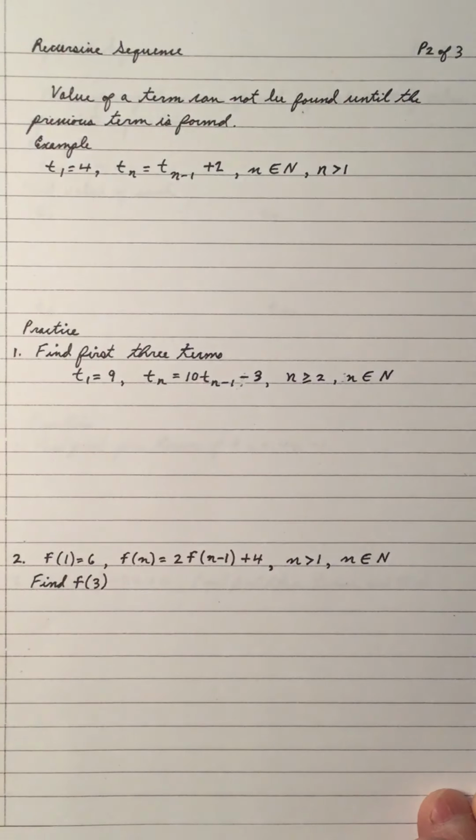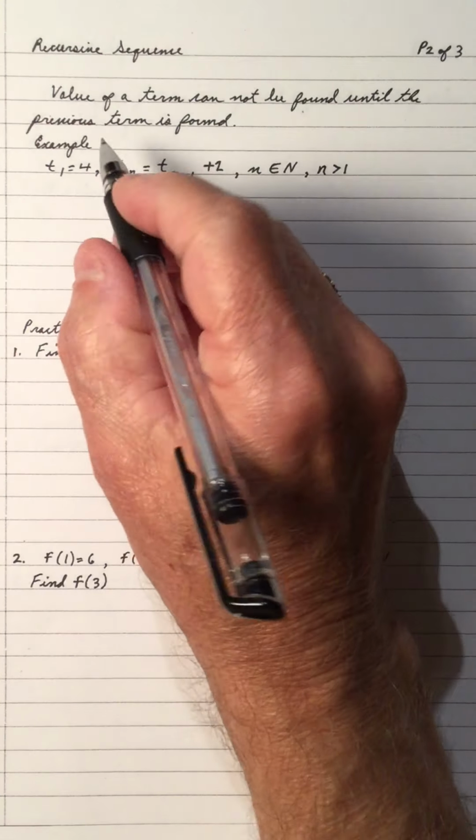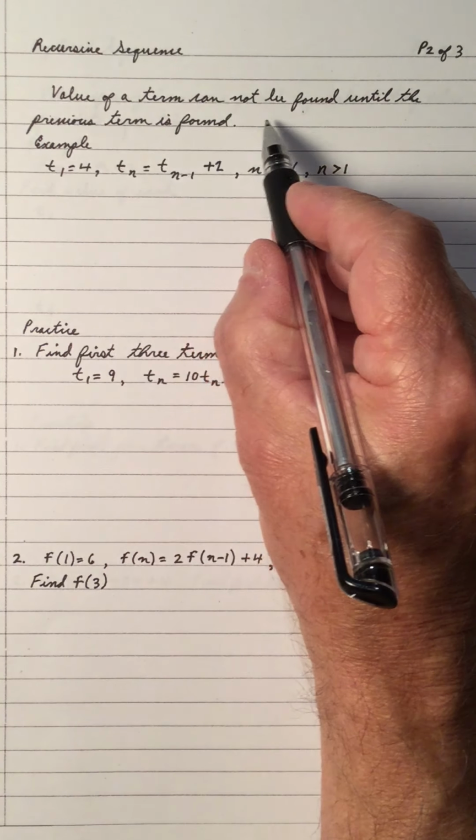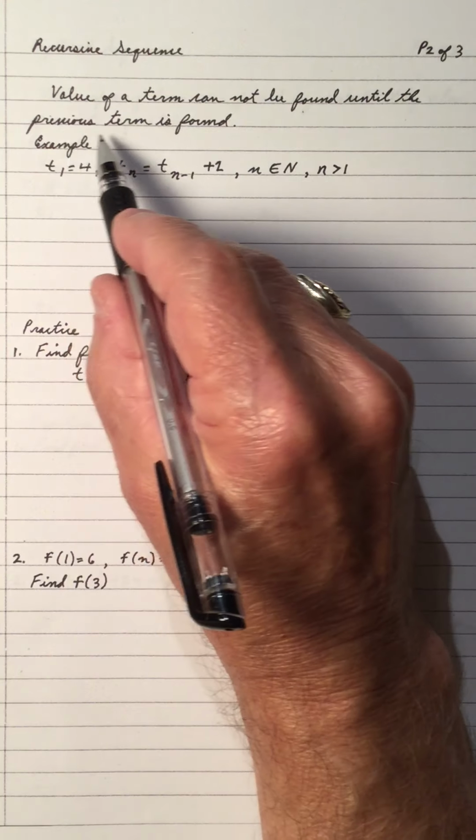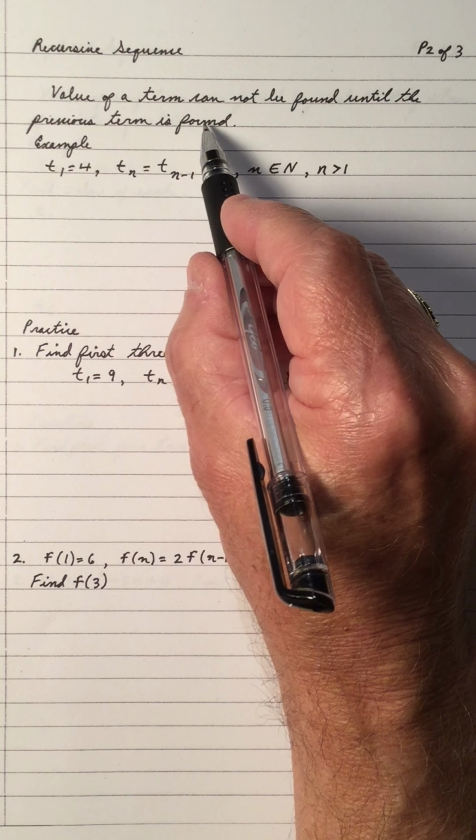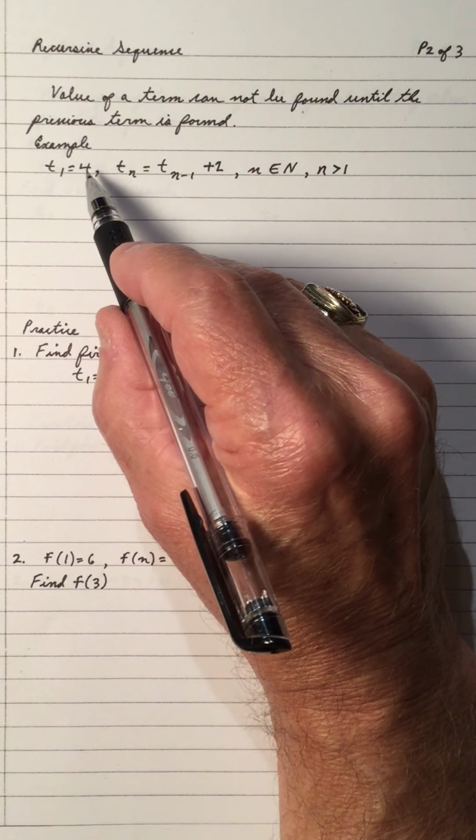Hi, welcome to my video on recursive and explicit sequences. Two names we give to certain types of sequences. Recursive sequence: the value of a term cannot be found until the previous term is found. Let's explain with an example.